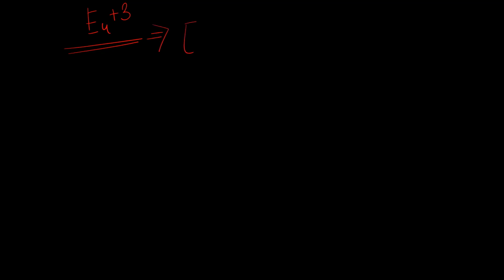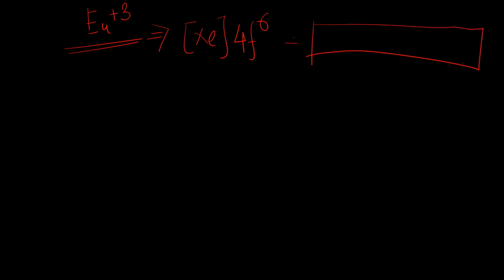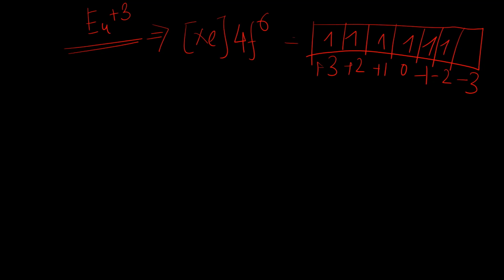The electronic configuration is xenon 4f6 for europium plus 3. It is Xe and 4f6. So it can be represented by 7 orbitals: plus 3, plus 2, plus 1, 0, minus 1, minus 2, minus 3. How are the electrons filled? 6 electrons are filled individually in 6 different orbitals according to the Aufbau principle.